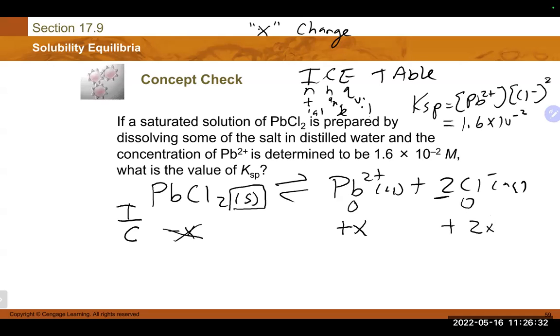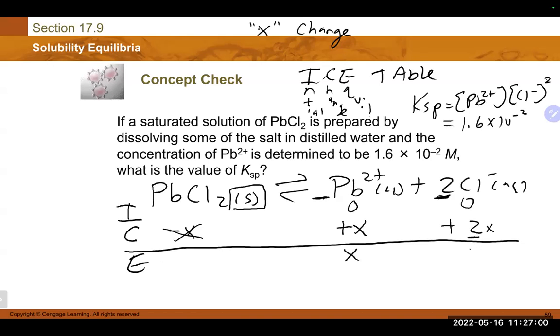Now the 2 comes from the coefficient because that takes care of everybody's favorite stuff, the stoichiometry, the mole-to-mole relationship. So it's really important when you do the change part that you take the coefficient into account. So this guy's a 1, which is why this is 1X. And this is a 2, which is again why that is 2X. So it's really important to take that into account. It takes care of the stoichiometry for you. When we do this at equilibrium, we will have X of this guy and 2X of that guy right there. Any questions on that so far?